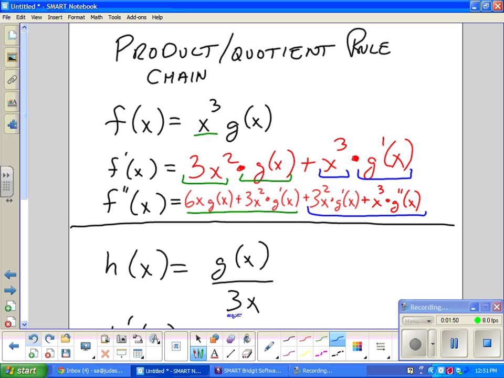Again, looking at the derivative of 3x squared, we get 6x. Derivative of g times g of x. Then we have 3x squared, the original, times g prime. On the other side, we had x cubed, which is derivative of 3x squared times g prime. And then x cubed times derivative of g prime is g prime prime.